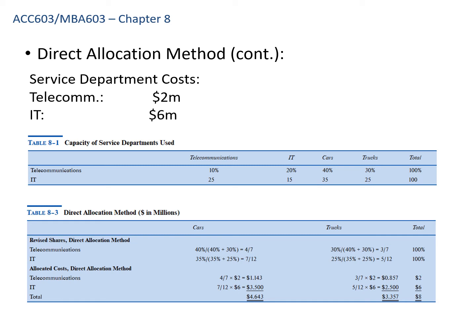So then I can apply that to the 2 million for telecommunications. I can give 1,143,000 to cars and 857,000 to trucks, and I can add that up and see that it does equal 2 million. The same thing with IT. 7/12 of 6 million is 3.5 million. 5/12 is 2.5 million. That adds up to 6. So I've allocated the full 8 million to both of those departments. So that's the easiest way to do it from a math standpoint.